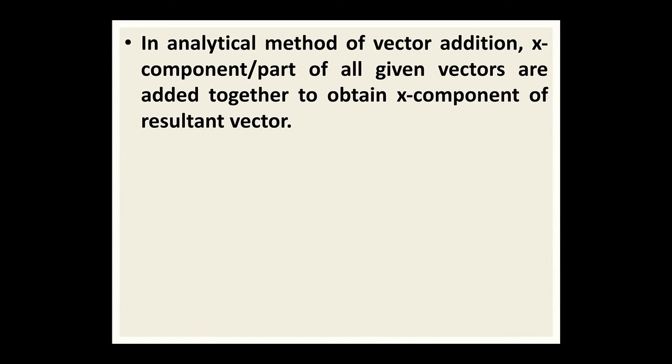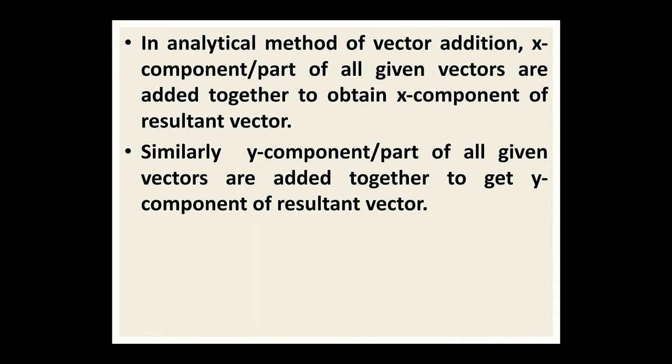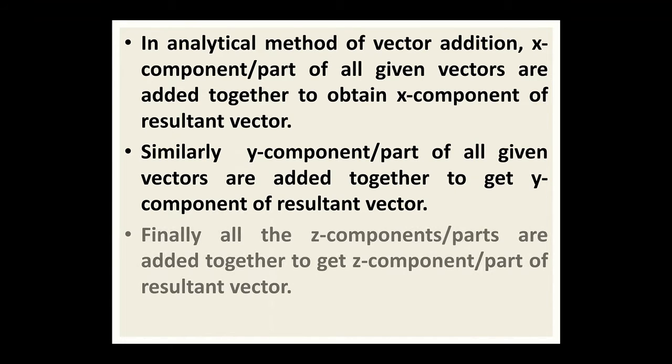In the analytical method of vector addition, the x components of all given vectors are added together to obtain the x component of the resultant vector. Similarly, the y components of all given vectors are added together to get the y component of the resultant vector. And finally, all the z components are added together to get the z component of the resultant vector.